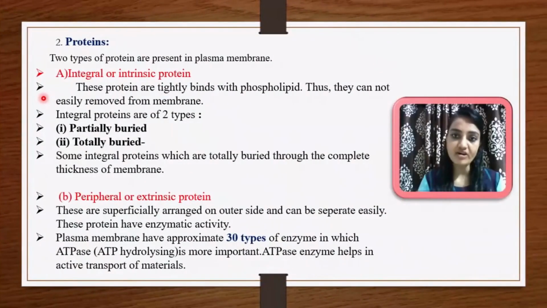The second important component of any cell membrane is protein, and there are two types: the first type is the integral protein and the second is the peripheral protein.